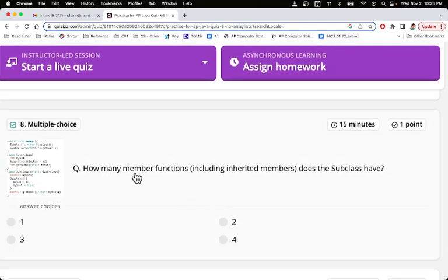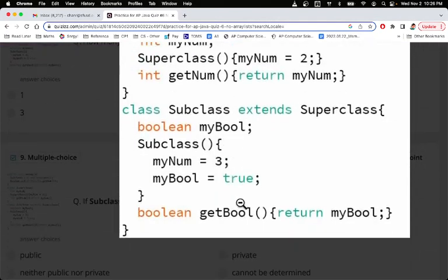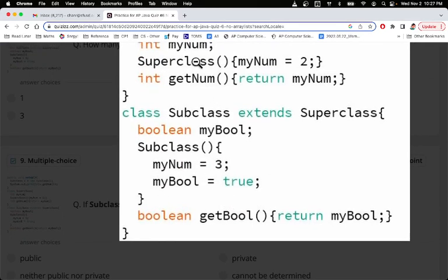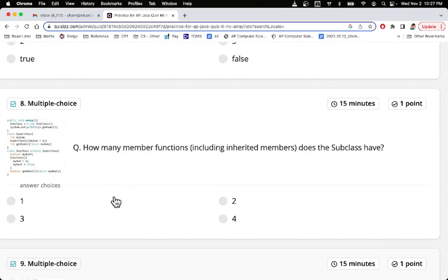Number 8, how many member functions, including inherited members, does subclass have? Some of you may think it is 2, and then mistakenly we could think it's 4, but that would mean we inherited the constructor from Superclass. What really happens is we inherit just one function, getNum from Superclass, and we have our own constructor, and we have getBool. So there's a total of 3 member functions for the subclass. The answer here in question 8 is 3.